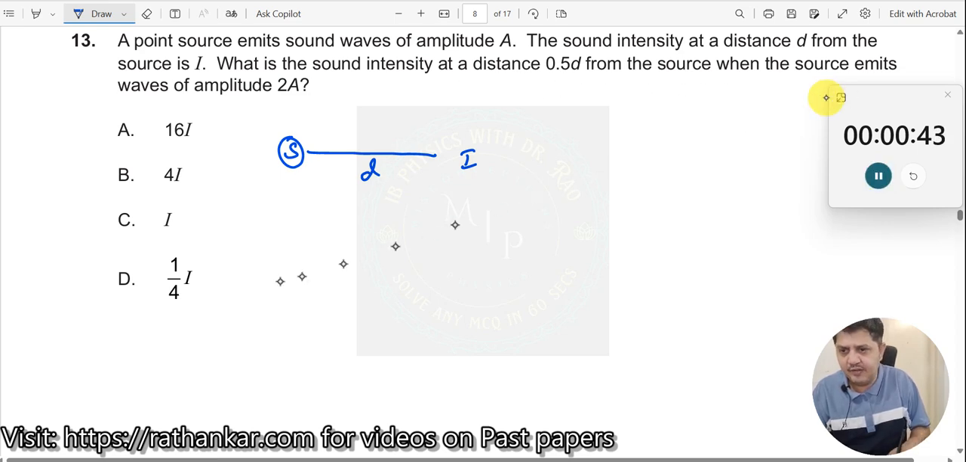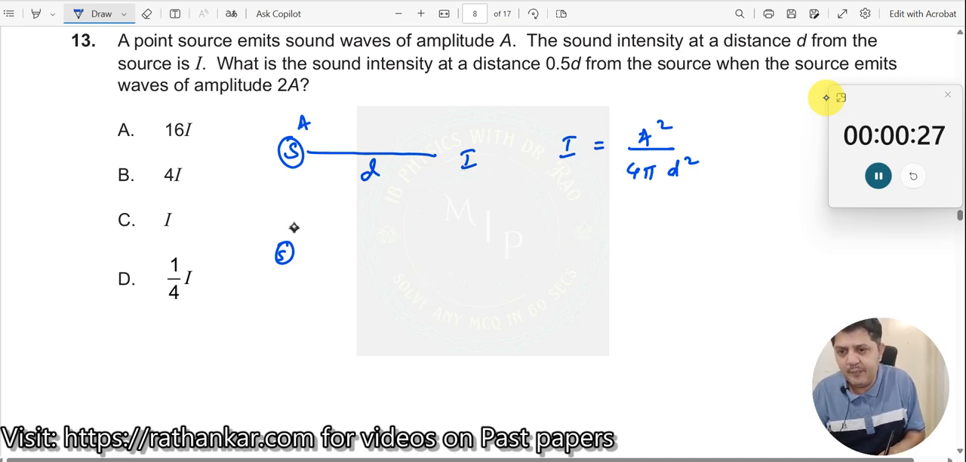When the source emits, I have taken a different source now. This is an amplitude A, you get the intensity I. Let us write down the intensity I here, which would be I is equal to A square divided by 4 pi d square. This is the intensity formula for this.